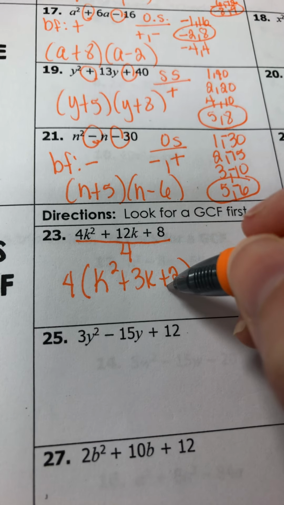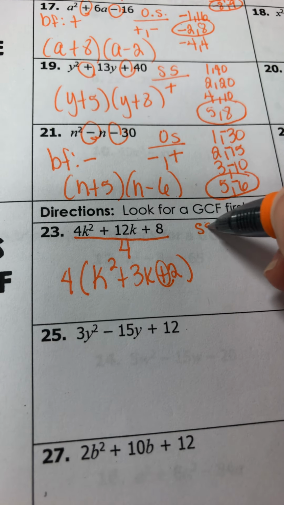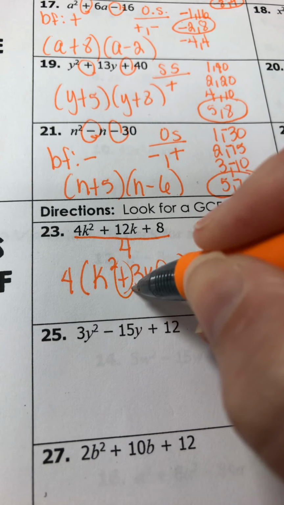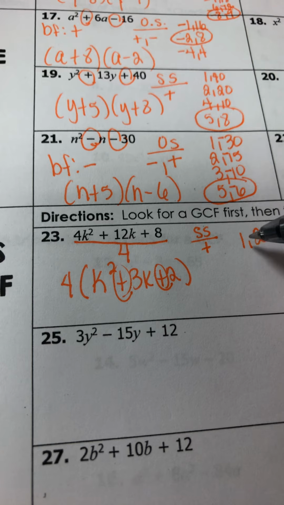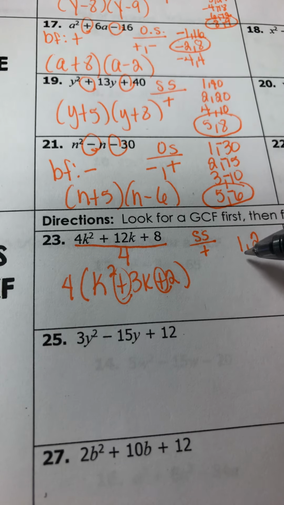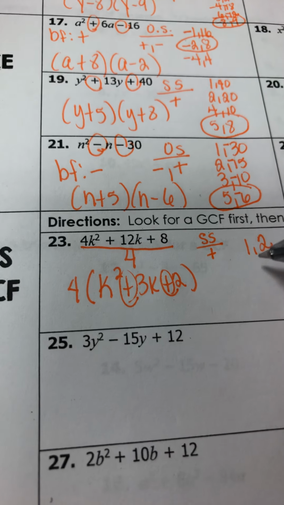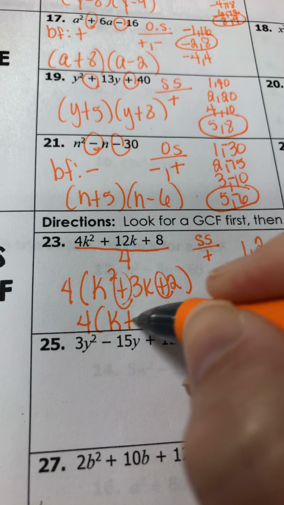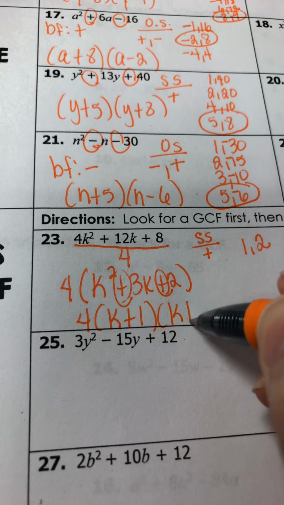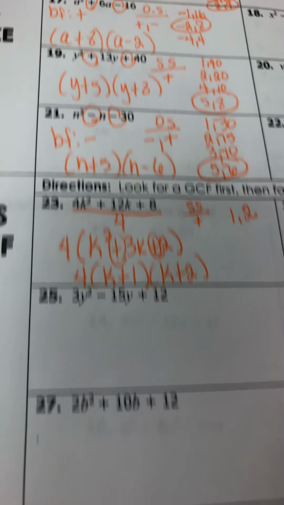So I get a positive 2, so that means same signs, both of them positive. List the factors of 2 that'll multiply to give you 2 and add to give you 3. Since it's a prime number, that was easy, wasn't it? So we'll have k plus 1, k plus 2.